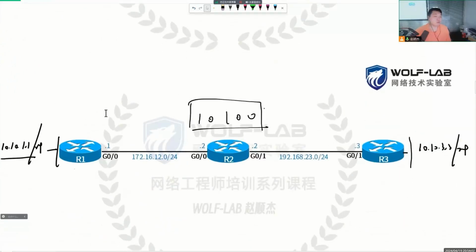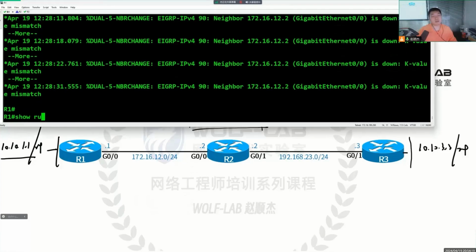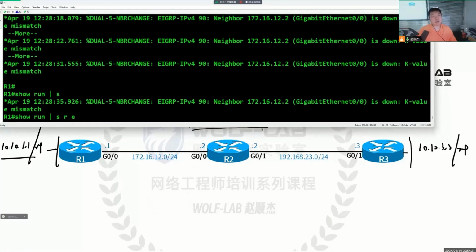Then you see what happens when the K values are inconsistent. It says our neighbor is down. The relationship with the neighbor has changed. The neighbor is down, K value mismatch. What are the two of us doing? I calculate bandwidth and metric values, the cost of routing entries, using one set of values.